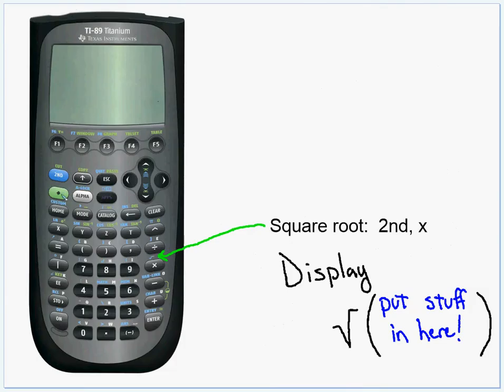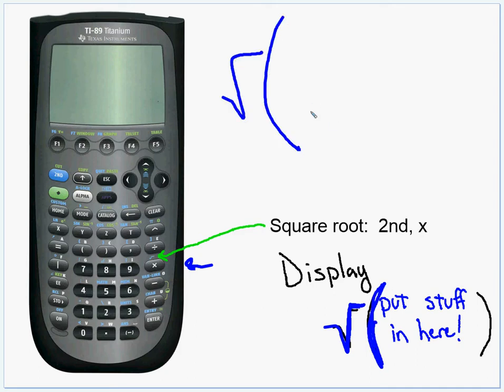Okay, next up is the square rooting feature. Notice here above the multiply key, there's a little radical. So we're going to need to use a second function to get there. So second function, and you'll hit the multiply key. And on the display, you'll see a square root sign appear and a left parenthesis. You want to put in whatever you're going to square root. Make sure you close the parenthesis when you're done underneath the radical.